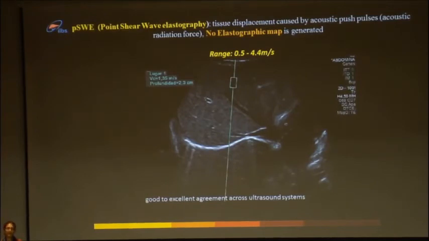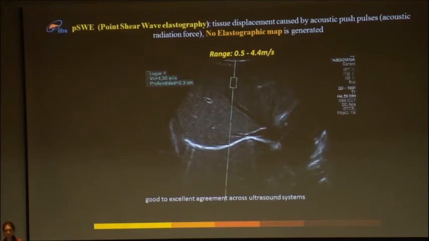It's also one of the best techniques. So both 2D shear wave and point shear wave are similar techniques. They have been validated in various studies, and they are supplied by different vendors. For example, point shear wave comes with Siemens, with GE, with Philips, and the 2D shear wave comes with Aixplorer or with Toshiba and other vendors. So there are different vendors which provide different techniques.